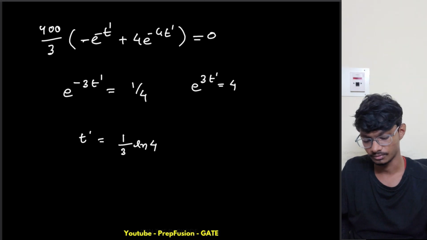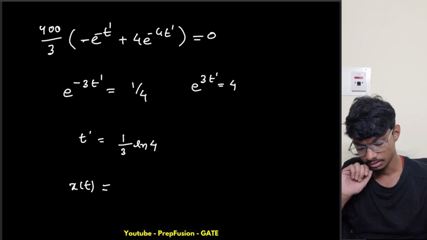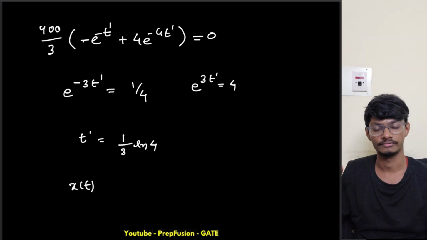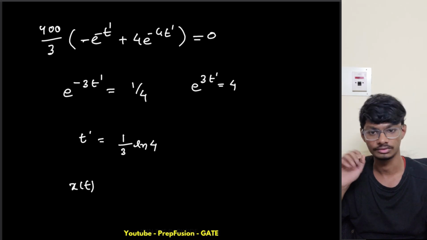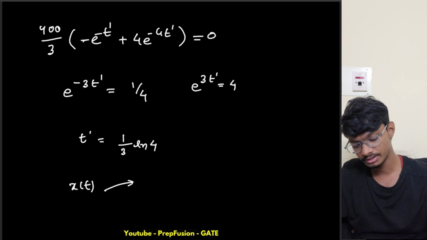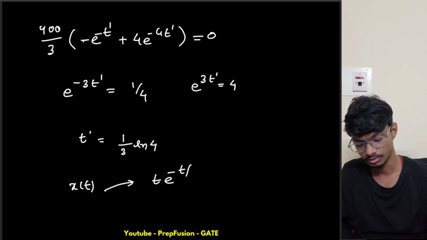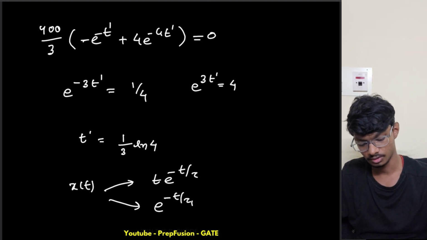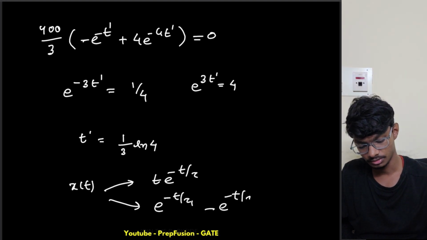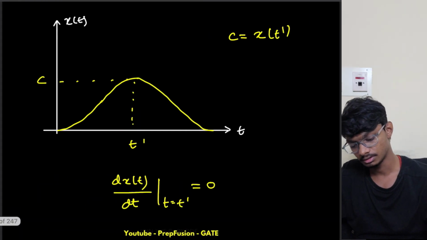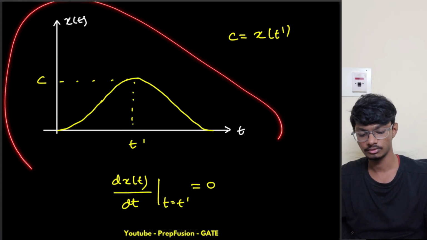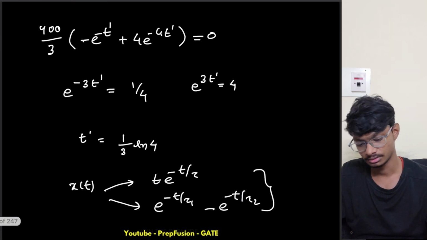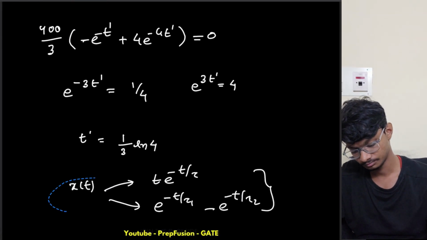T dash is 1 by 3 ln 4. So x of t equals, like this is the value of t dash for which we will get that constant. You put this t dash there and you'll get the answer. Now what I want to know is, if x of t is something like this, e raised to power minus t upon tau, or something like this, e raised to power minus t upon tau 1 minus e raised to power minus t upon tau 2, then for both of these the plot will look something like this, a bell shaped plot.